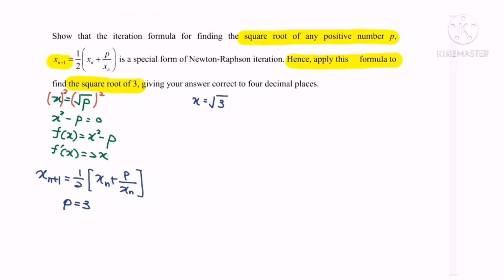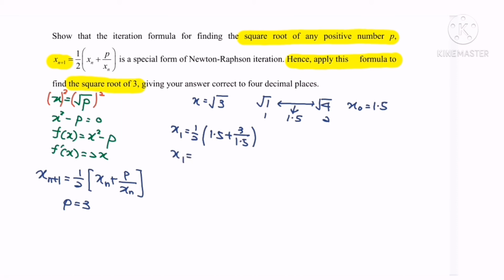Do remember, determine the initial value. As we can see, the square root of 3 is in between the square root of 1 and the square root of 4, meaning that it's in between 1 and 2. So the midpoint will be 1.5. So in here, we have x0 is equal to 1.5. So x1 will be equal to 1 over 2 multiplied with 1.5 plus 3 over 1.5.